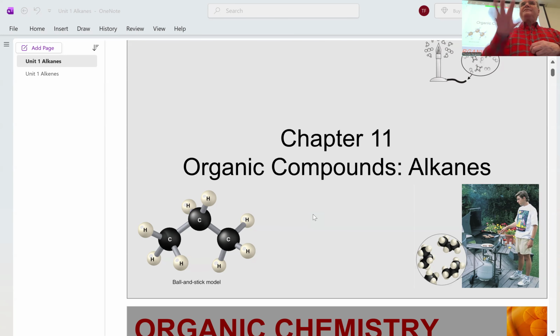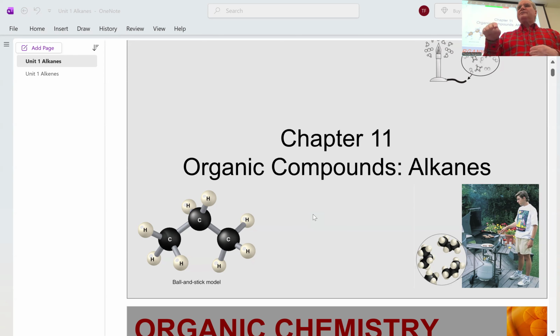Now, there's physical properties associated with each one. There are reactions associated with each one, and that's kind of the basis. So today I'm going to talk about alkanes. The other thing I want to talk about is how do you write a structure?